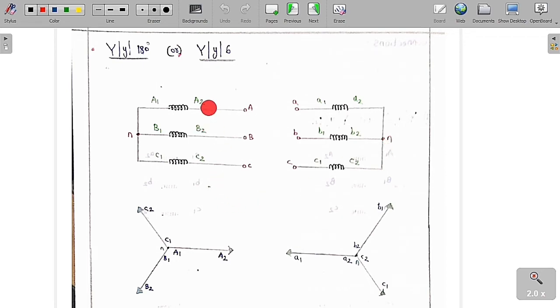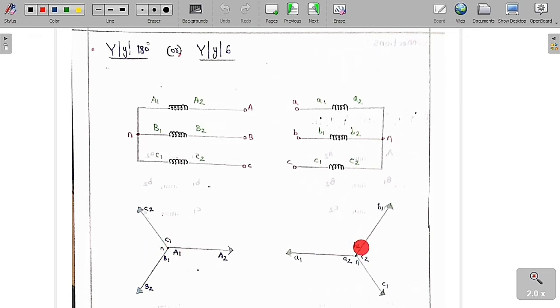As I already told you, this is A1, A2, this is B1, B2, this is C1, C2. I am giving supply to A2, B2 and C2, so keep the arrows at that point, A2, B2 and C2. So these A1, B1, C1 are joined to a common point. It is called a neutral, so this is called a neutral point.